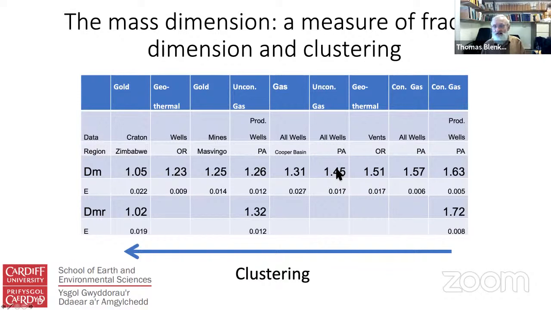And basically, the simplest way to interpret these numbers is that the lower the number, the higher the degree of clustering. So the gas wells are relatively unclustered, the gold deposits are highly clustered in that scale. But that's really not so much the point here. The point is that all of those numbers are well less than the percolation threshold for 2 dimensions. So we can conclude that the deposits represent a network which is less than the percolation threshold.